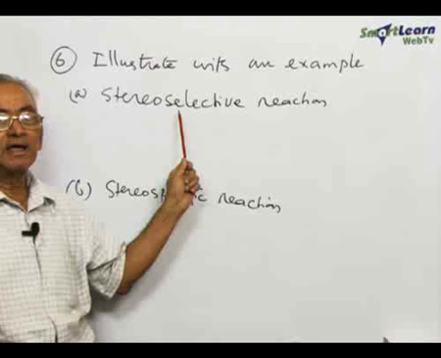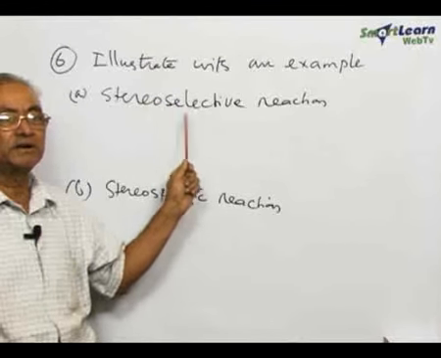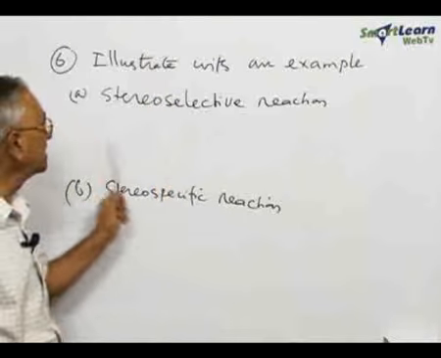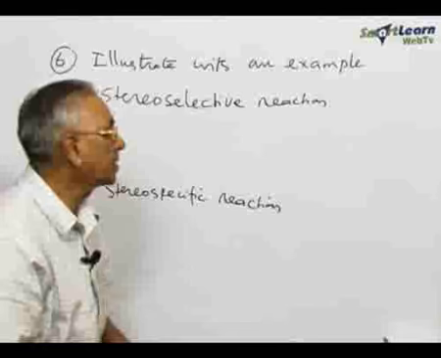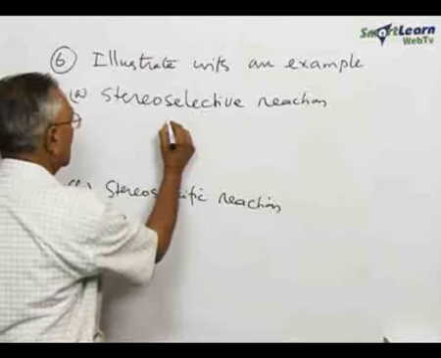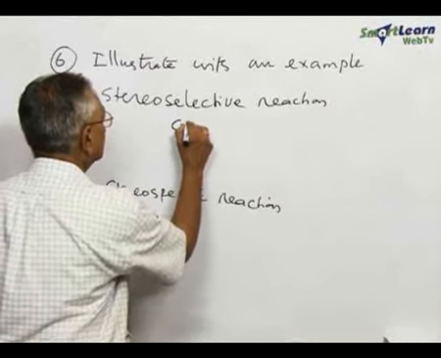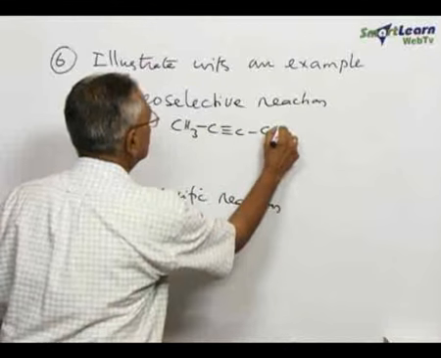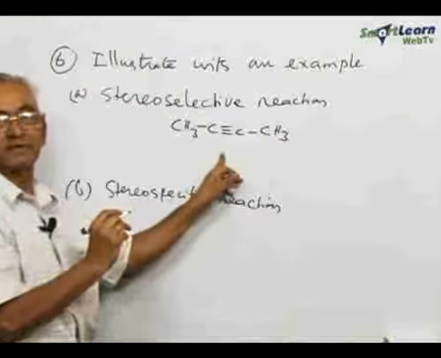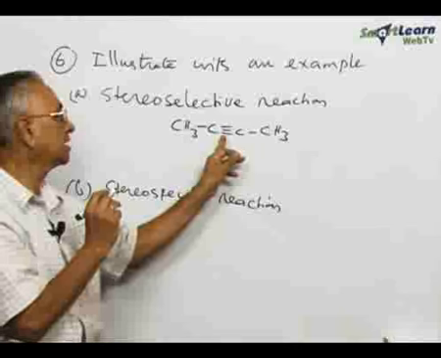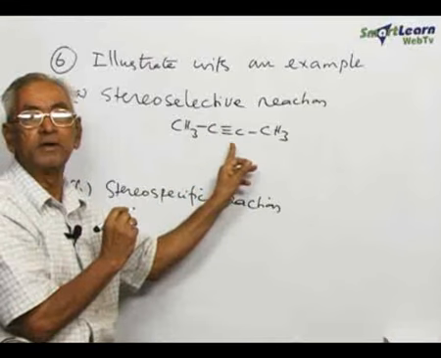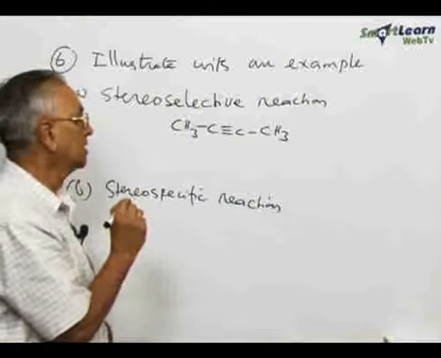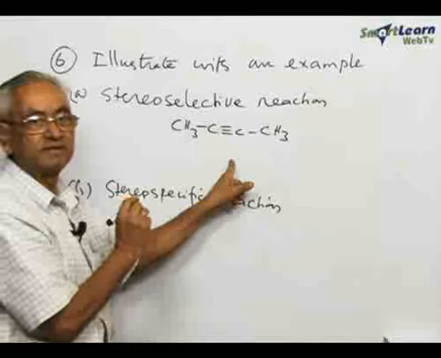First, a reaction is said to be stereoselective when it gives two different products from the same starting material. As for example, we will take CH3, C triple bond C, CH3. This is actually 2-butyne. This is a 4-carbon system containing an acetylenic bond between 2 and 3 carbon atoms. The starting material is the same.